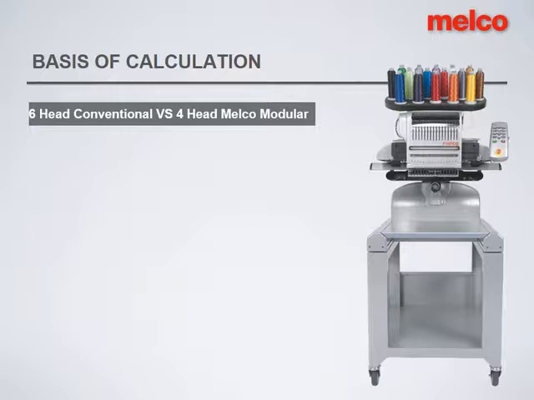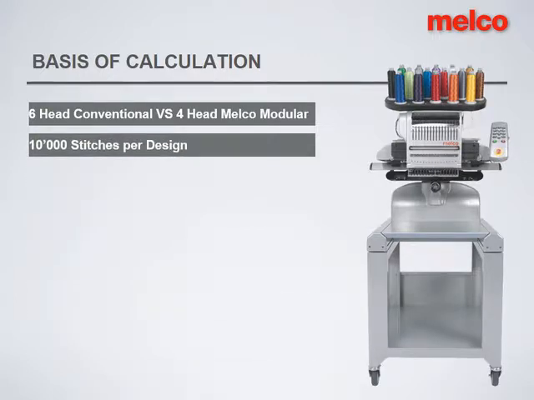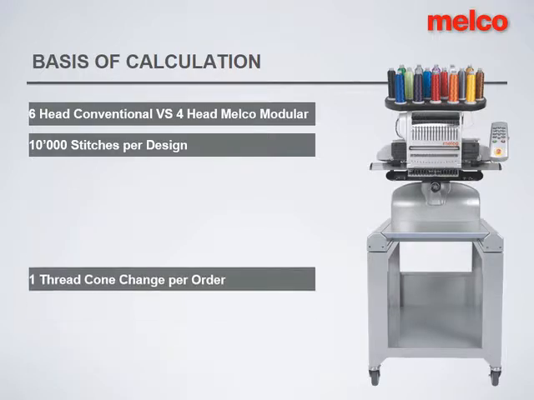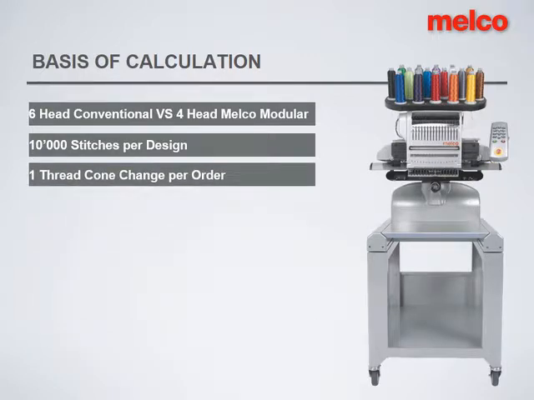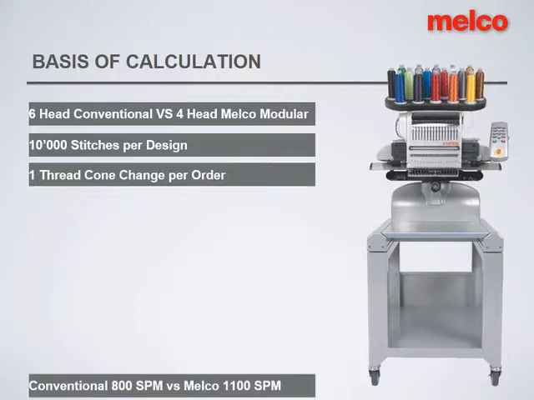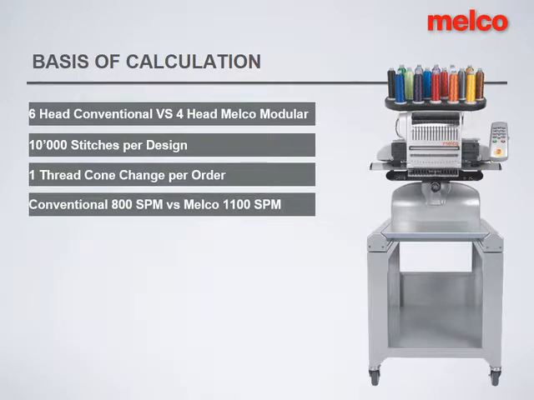Let's use the average school emblem as an example for this exercise. In my experience, the average school emblem has around 10,000 stitches, give or take 2,000 stitches. Other factors that we'll have to consider for this calculation are a single thread change and the obvious hoop change. Keeping in mind that the average running speed for a conventional multi-head system is around 650 to 800 stitches per minute, with a maximum speed of 1,000 stitches per minute.